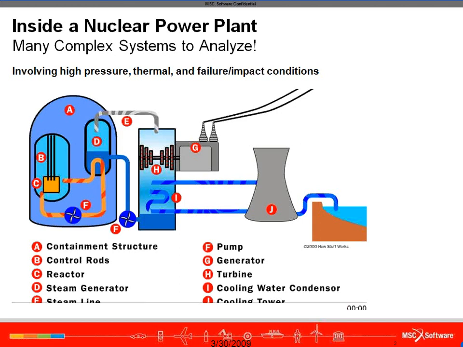Of course, that is a simplistic viewpoint, but the internal workings of a nuclear power plant do involve many complex systems which are subject to high pressure loading, thermal gradients, and loads, and should be designed for potential failure impact events from accidents. All of these systems must be carefully designed and engineered with safety as the topmost concern.